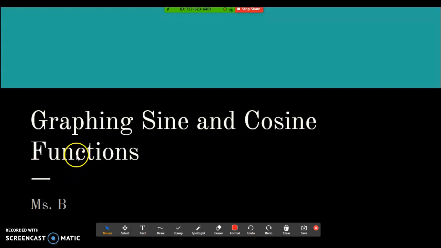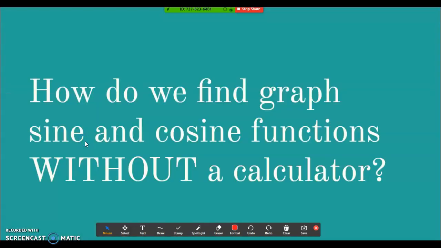Hey guys, today we're going to just talk about graphing sine and cosine functions. Our essential question is, how do we find graphs for sine and cosine functions without a calculator? So we will not be using our calculators to graph these functions. We are going to totally make sense of this using the unit circle.